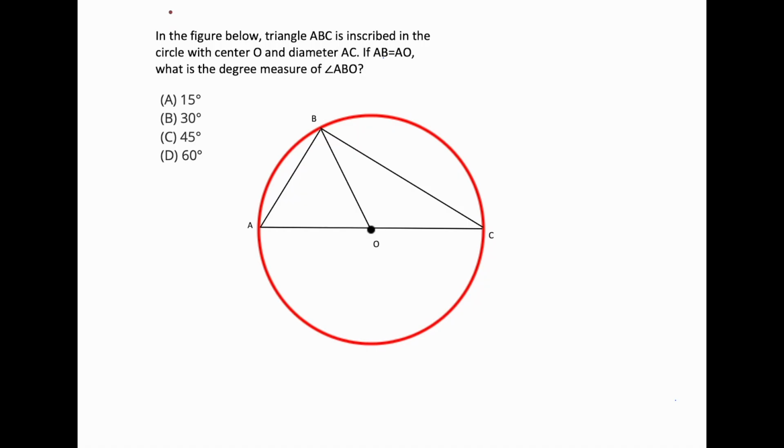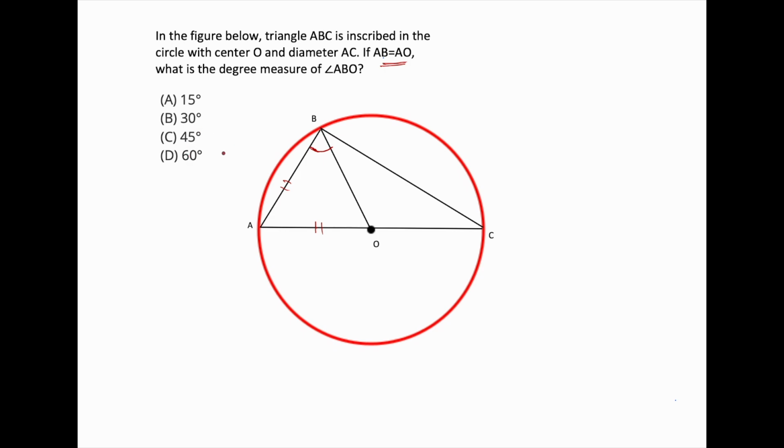Let us read the question first. In the figure below, triangle ABC is inscribed in the circle with center O and diameter AC. If AB equals AO, what is the degree measure of angle ABO? What is the value of this angle?